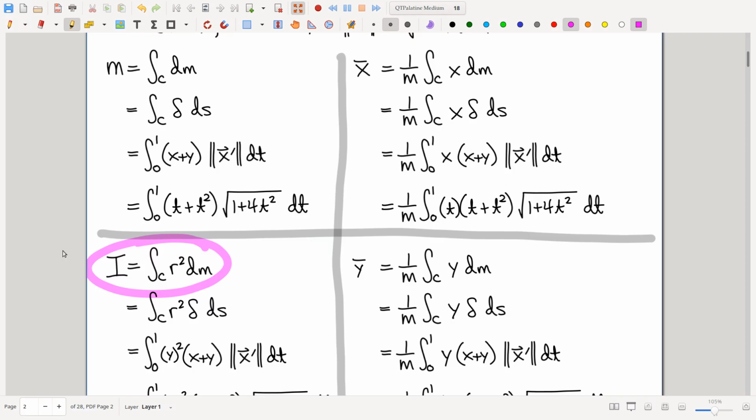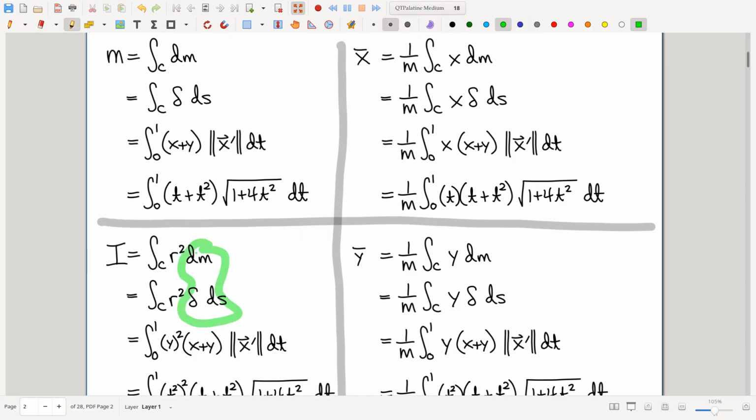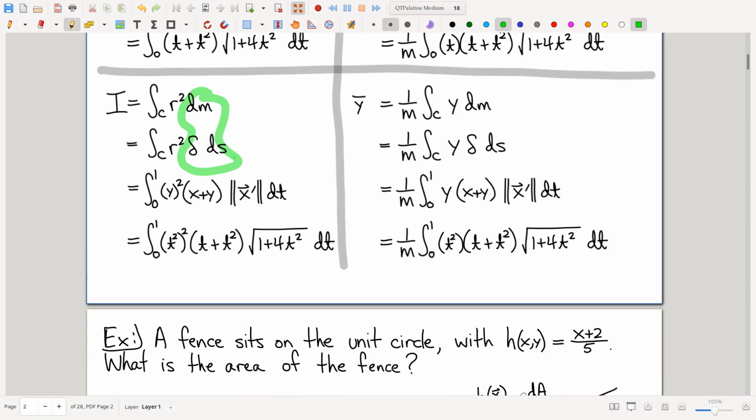And, well, mass is still density times size. The density is still x plus y. Size is still speed times dt. Speed is still that. It's all kind of the same range of values of t. A lot of it's just a rip-off of the same exact stuff.